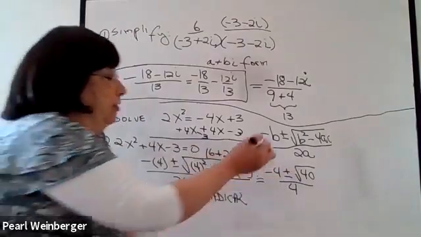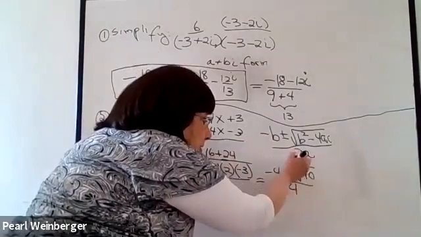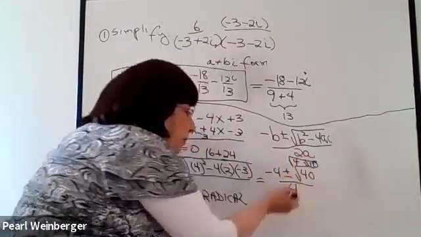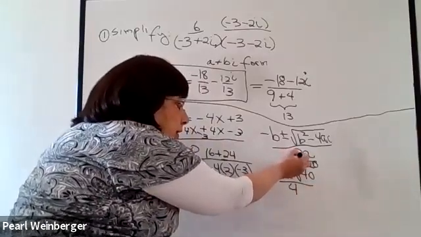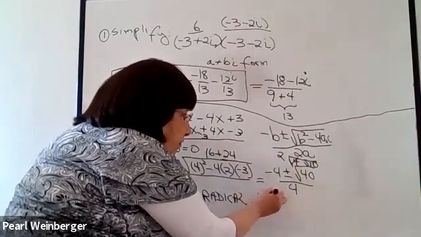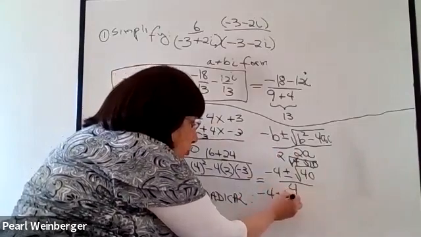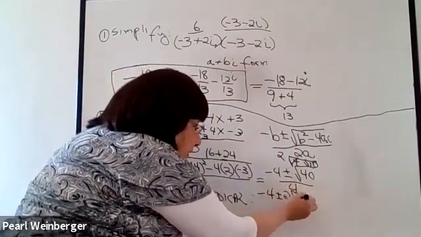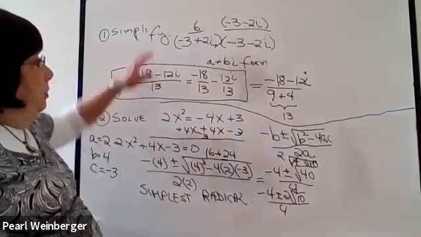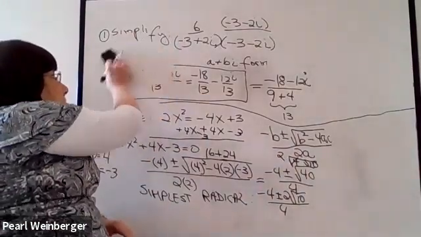If you look at this, the square root of 40 could be broken up into the square root of 4 and the square root of 10. And the square root of 4 is 2. So this becomes negative 4 plus or minus 2 radical 10, all over 4. Now I'm going to write it up here because it's getting a little bit messy. I'm erasing this and I'm writing it.